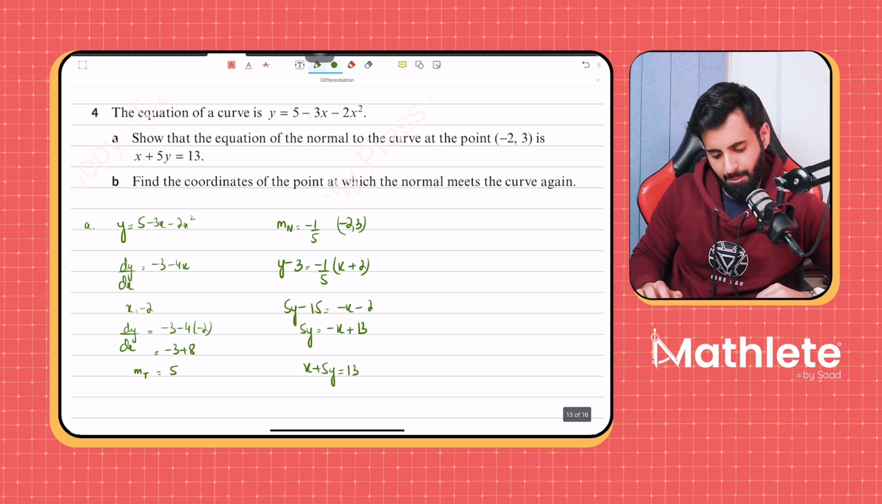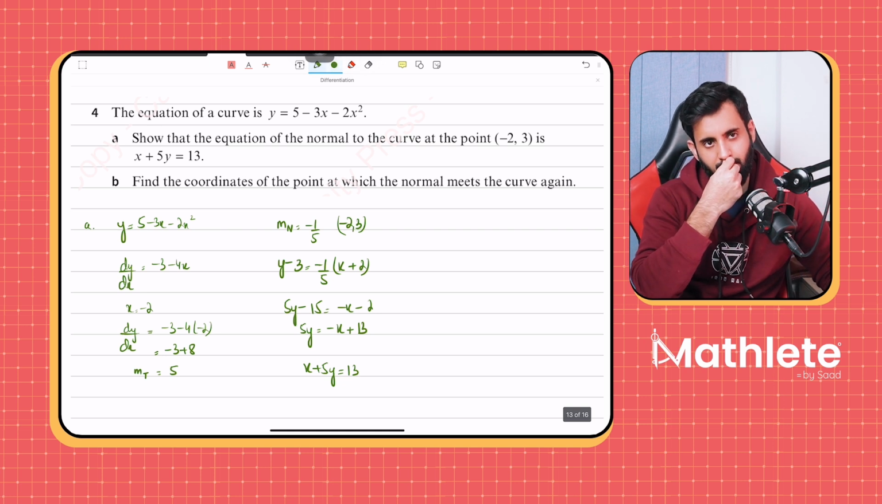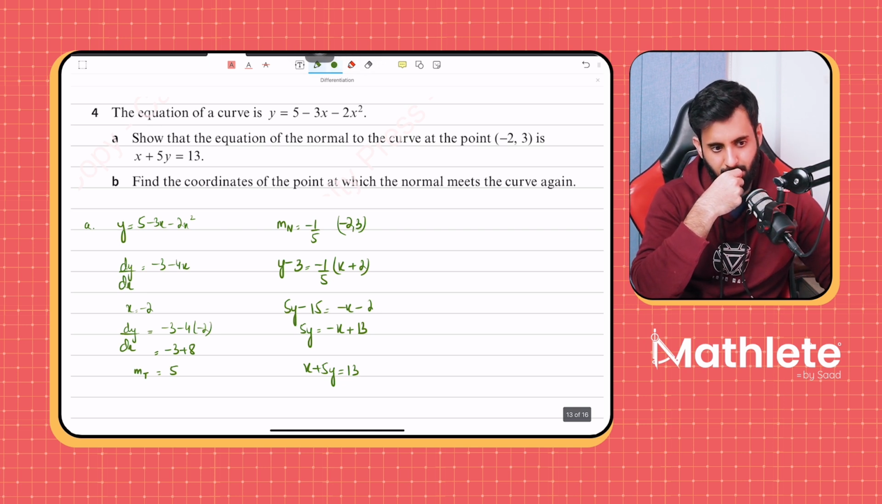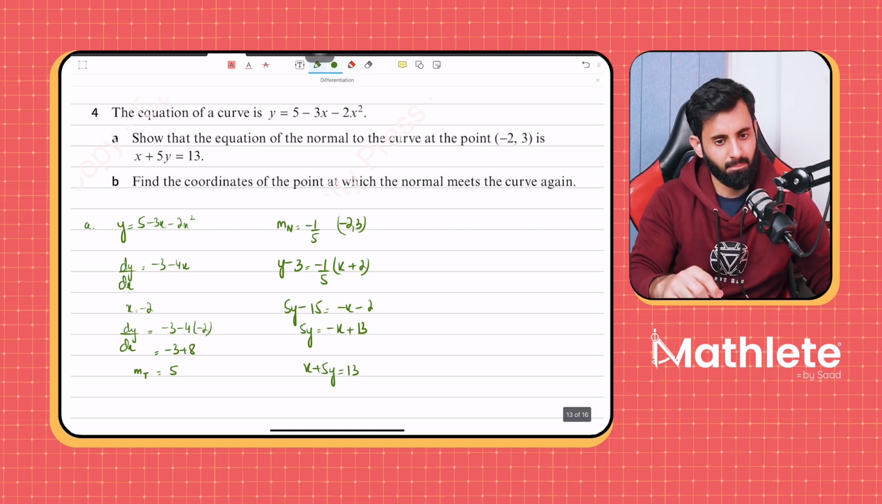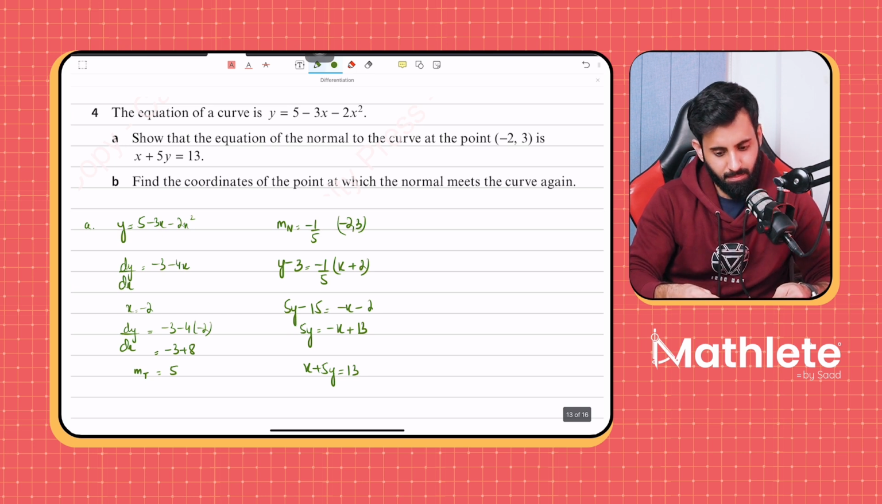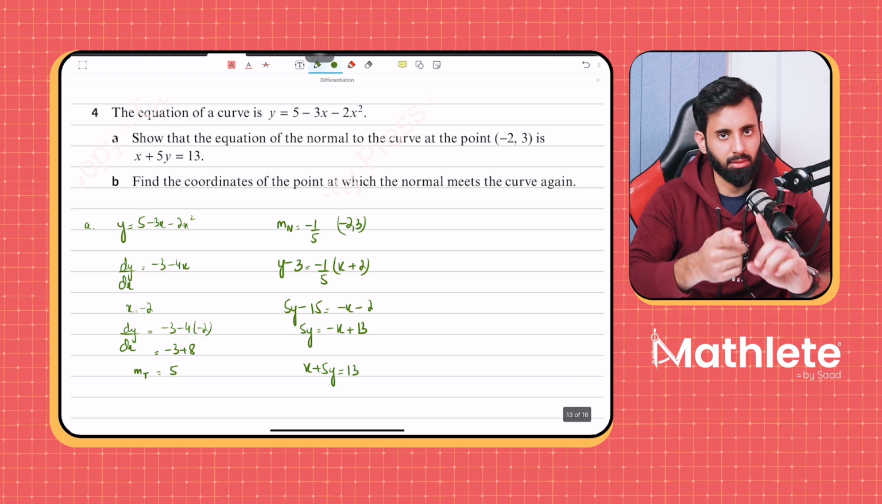Sir, I have a question. We're given x and y coordinates. Did we make use of the y coordinate to find the gradient? No. Only the x coordinate. The gradient is always dependent on the x coordinate. Okay, sir.